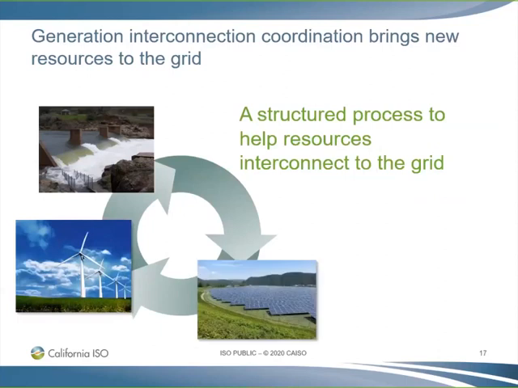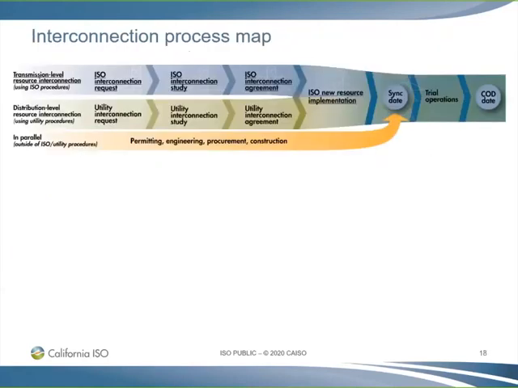Just as we have a transmission planning process, we also have a robust generator interconnection process to help resources interconnect to the ISO grid. Our streamlined process helps resource owners understand the steps to interconnecting their resource to the ISO grid by providing requirement compliance information, as well as an assigned interconnection specialist to walk the entity through the entire process from the beginning through commercial operations. Let's take a high-level look at this process.